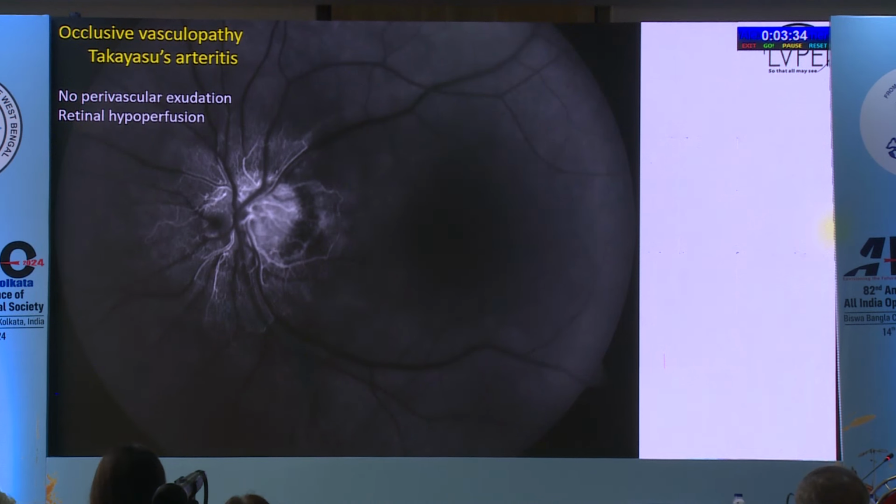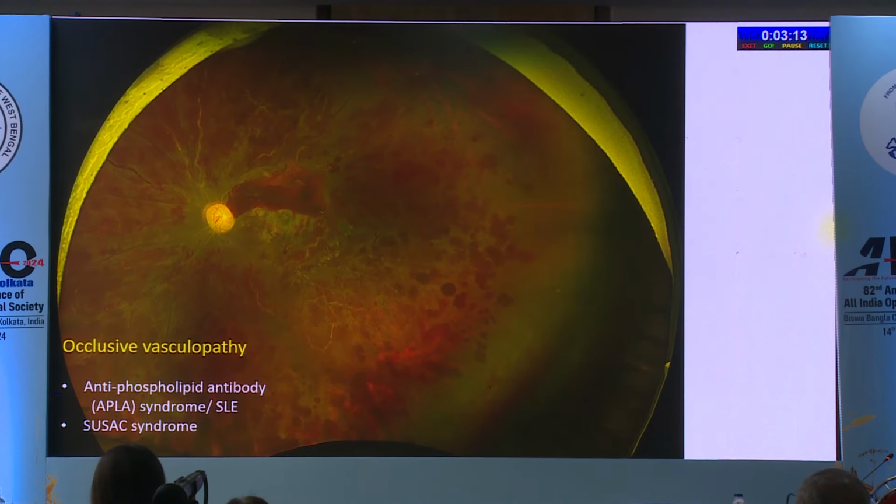Occlusive vasculopathy. Now, as you can make out from the name, this is not a vasculitis, so you do not see any perivascular exudation, but there is a vasculopathy, and one example is Takayasu's arteritis, where there is no perivascular exudation, but huge retinal hypoperfusion. You can see almost the entire retina is without capillaries.